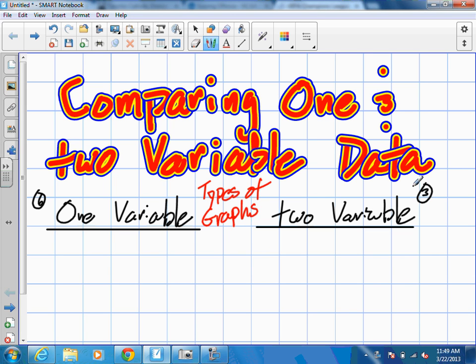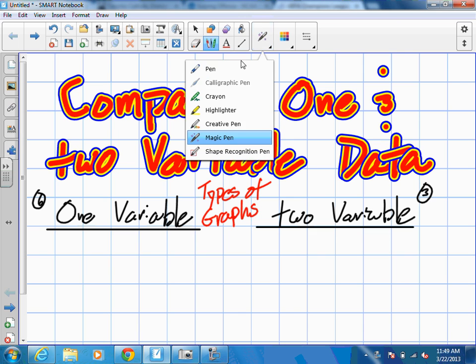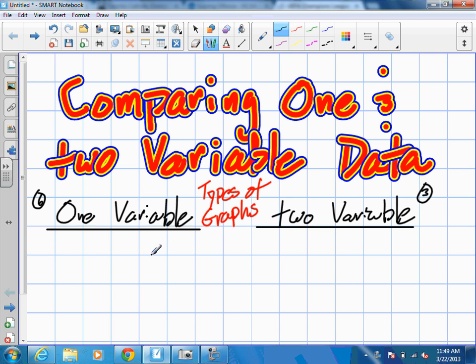But who has a suggestion of a type of graph they've seen before? Pie graph? Okay, pie graph is a great one. How much data can be represented in a pie graph? It's one variable data. So pie graph falls under here. We focus on one data and we give percentages with pie graphs, right? We're not comparing two different ones.